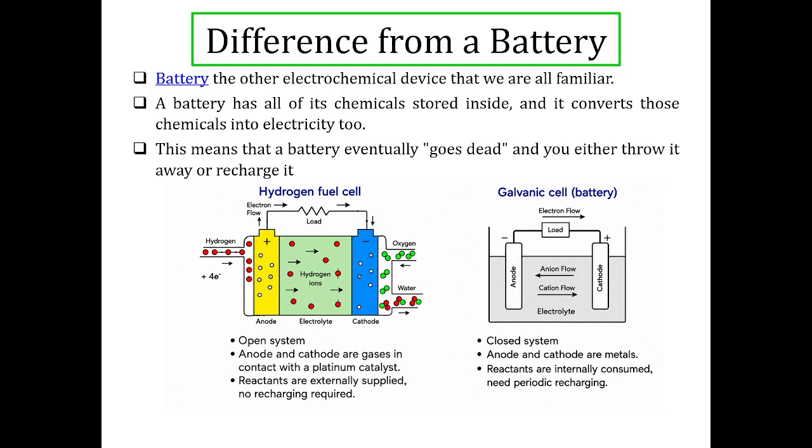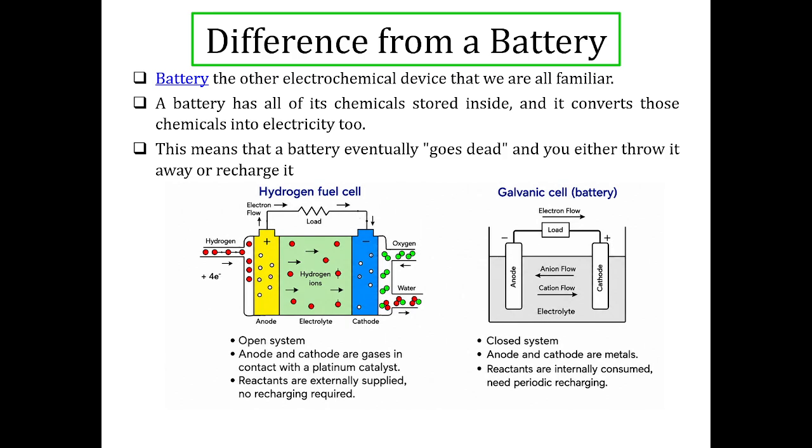The reactants are supplied externally. The diagram compares a hydrogen fuel cell with a galvanic cell or battery. The fuel cell is represented as an open system because hydrogen and oxygen are continuously supplied. The battery is represented as a closed system because its reactants are stored internally. Therefore, a fuel cell can continue generating electricity as long as the required reactants are supplied.